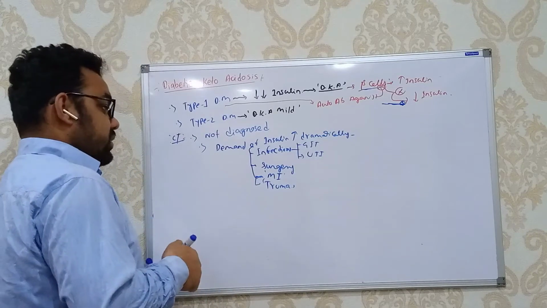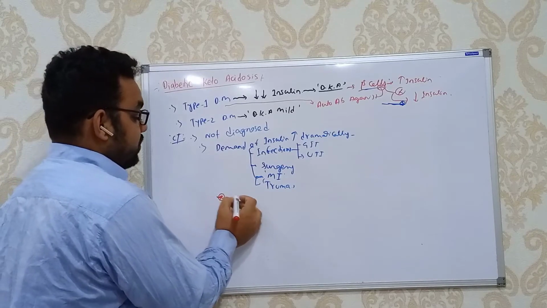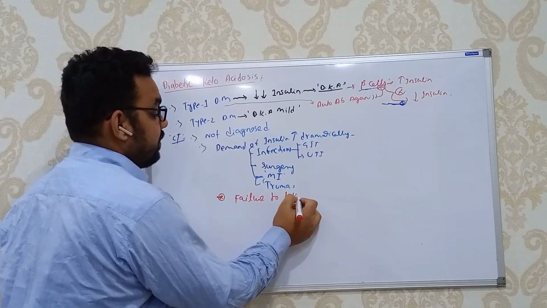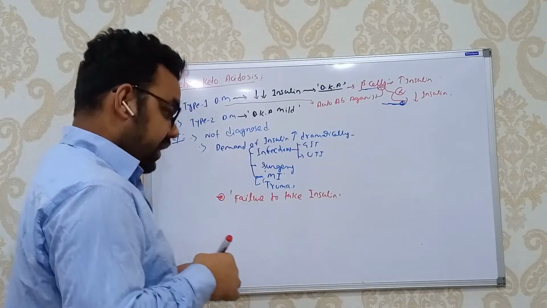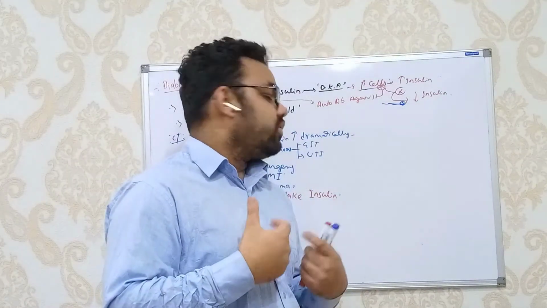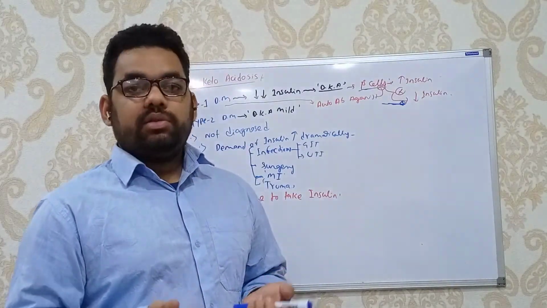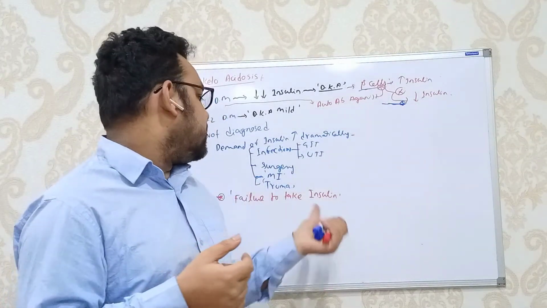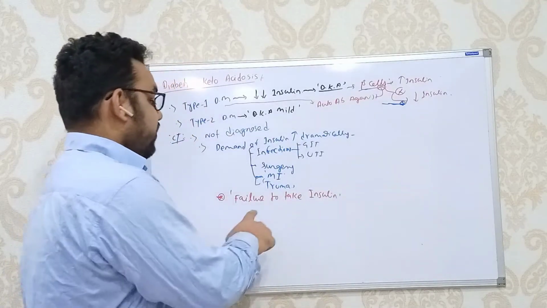But the most important cause, which I am writing with the red pen, is failure to take insulin. What do I mean by it? Let's suppose a person has diabetes. For some illness, he has not eaten for the whole day, and he thinks that since he has not taken any food, if he doesn't take the insulin there will be no problem. But the problem will be there. He is not that educated as far as medical science is concerned, so he is not taking the insulin. That's the failure to take insulin.